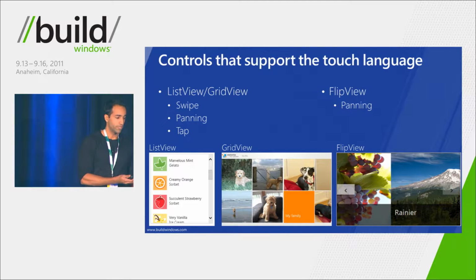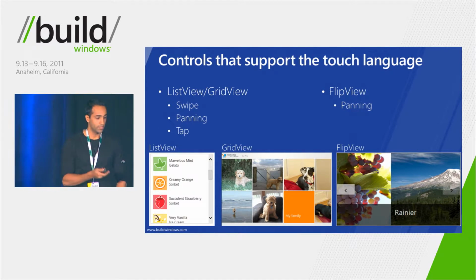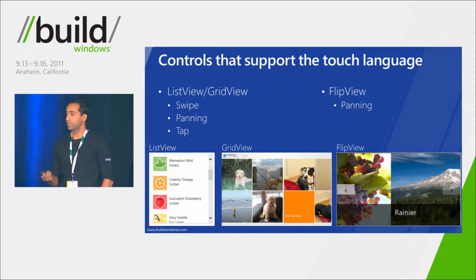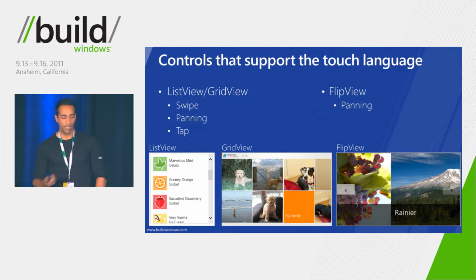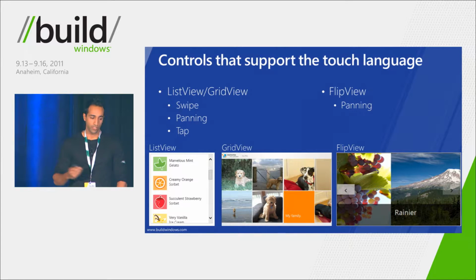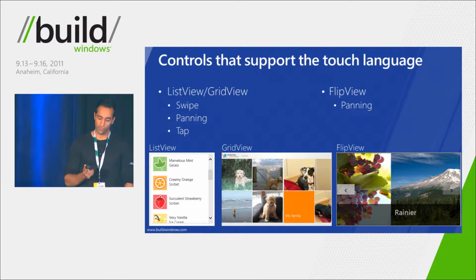The list view is very similar to the grid view, except you can pan that vertically. The flip view is a control you didn't see in memories, but you can see it in the inbox app Pickstream. And it's great for photo album applications. So the only difference here is that you can actually only pan one item at a time. So great for a photo slideshow.